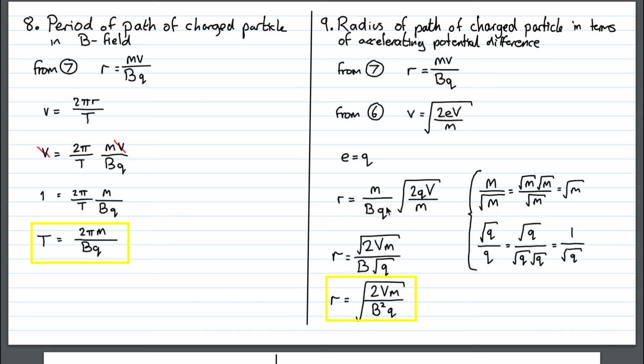And we can do the same thing with this. We've got square root of q over q, so we can get that to equal 1 over the square root of q. We can substitute those in to simplify things a bit, and we get this expression here. And then let's just stick the b into the square root by making it b squared, and we end up with this expression here for the radius of the charged particle. And that's in terms of the potential difference we accelerated the charged particle across before it entered that magnetic field.